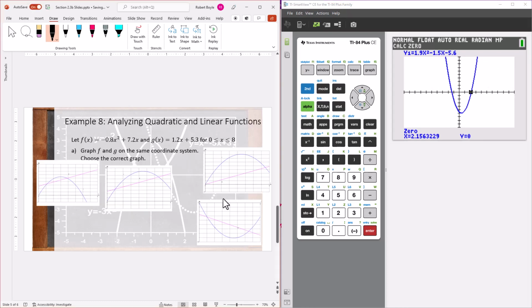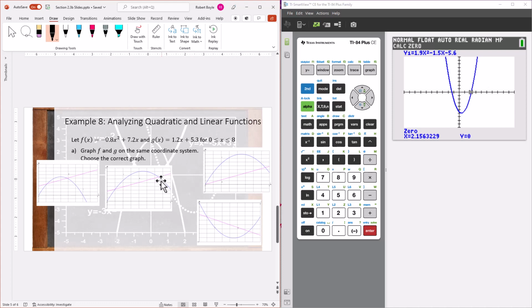Okay, next we have an example where we need to analyze a quadratic and a linear function. This is tantamount to analyzing, say, a revenue function, which would be the quadratic, against your cost function, which would be linear if your cost function is basically modeled in terms of linear recurring costs. So here we are going to let f of x be equal to -0.8x squared plus 7.2x, and g of x is going to be 0.12x plus 5.3. Okay, and we want to choose the correct graph.